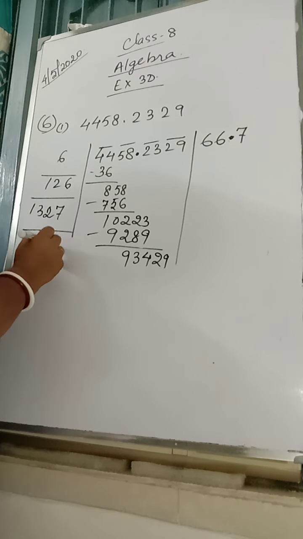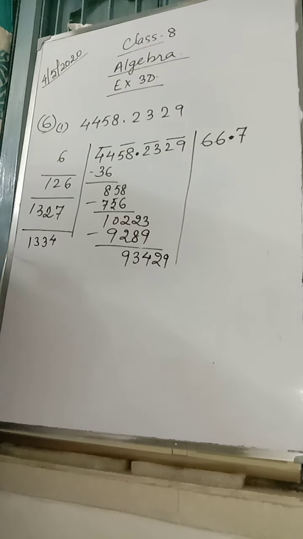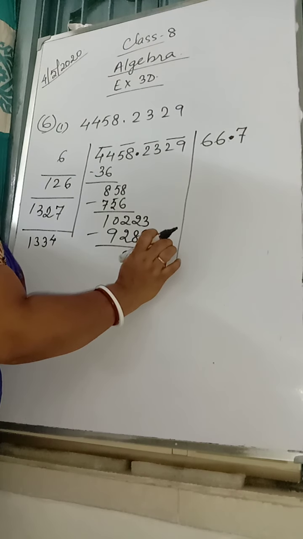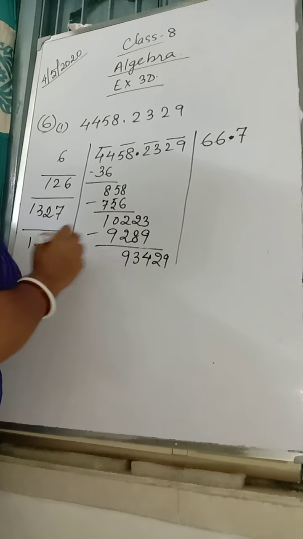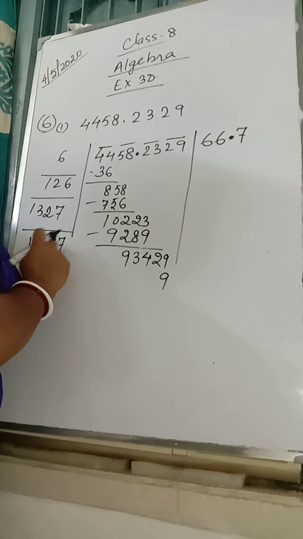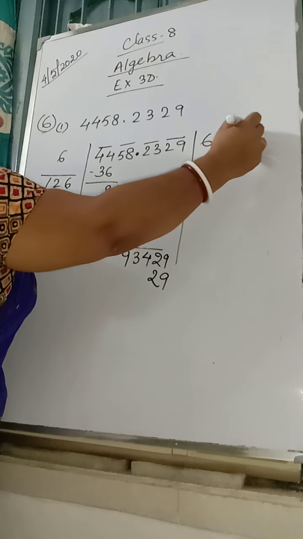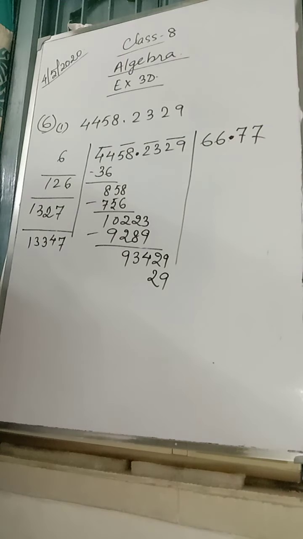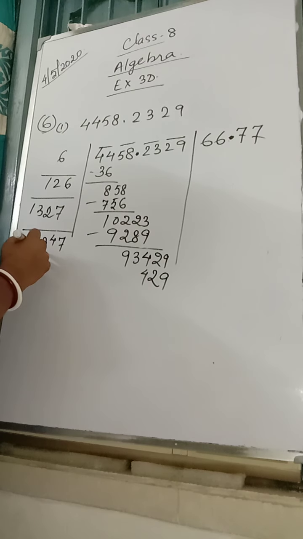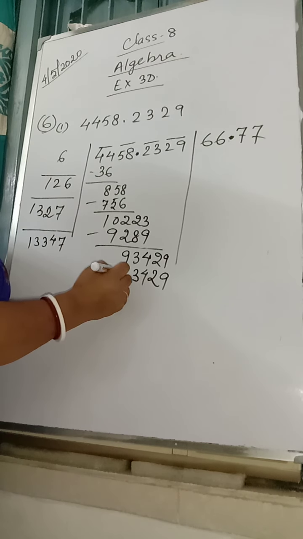Double of this, 7 7s are 14, 1 3 3 4. Now hide 2 digits, 3 digits. 7. 13 sevens are 91. 7 sevens are 49. 7 fours are 28 and 4 is 32. 7 threes are 21 and 3 is 24. 7 threes are 21 and 2 is 23. 7 ones are 7 and 2 is 9.